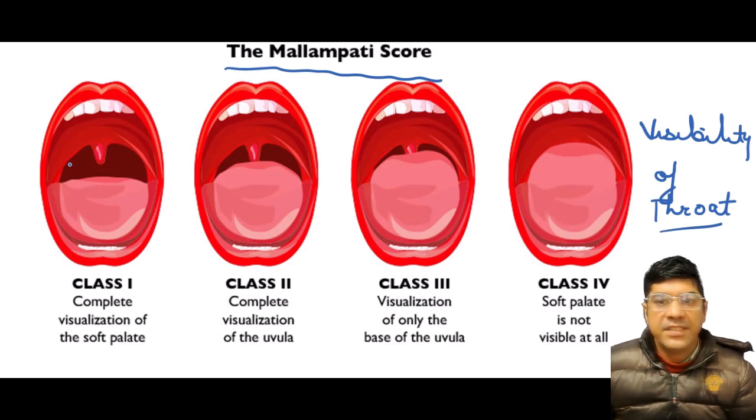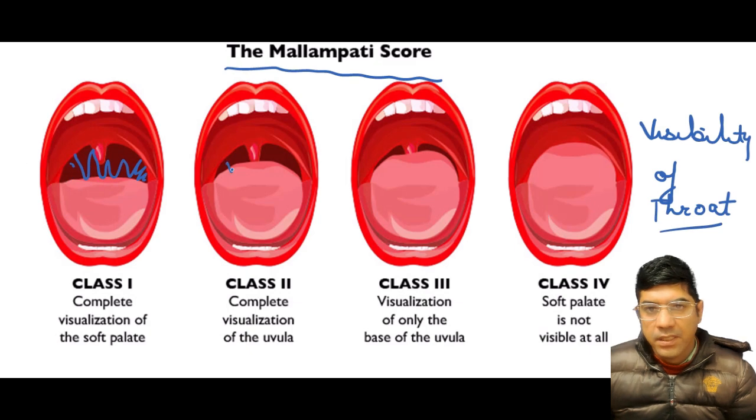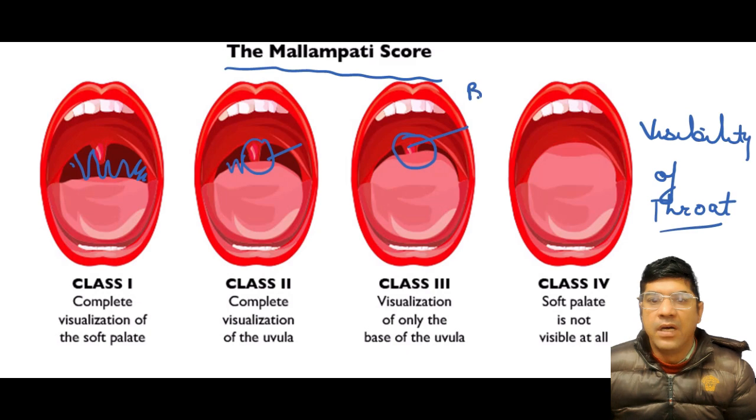When there is complete visualization of soft palate, uvula, tonsillar pillars and entire back of your throat, that signifies a very open airway. So that is classified as class 1. Class 2 is when there is complete visualization of uvula, which is the fleshy lobe hanging down from the middle of the soft palate. It indicates a relatively open airway. The third is when you visualize only the base of uvula, that is the lowest part of the uvula near the throat. It suggests a partially obstructed airway. And class 4, when the soft palate is not visible at all, indicates a highly obstructive or difficult to manage airway.